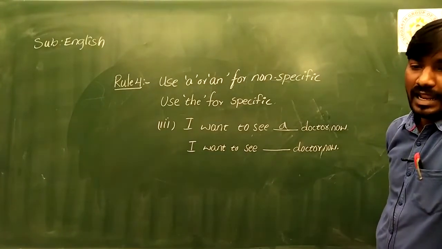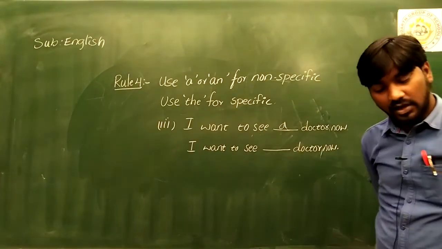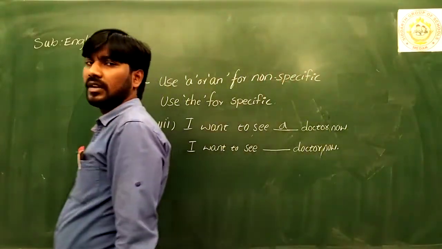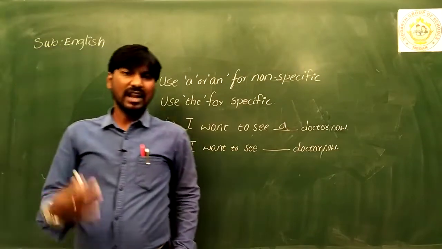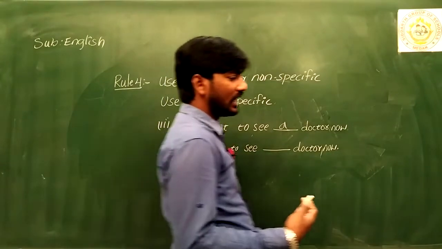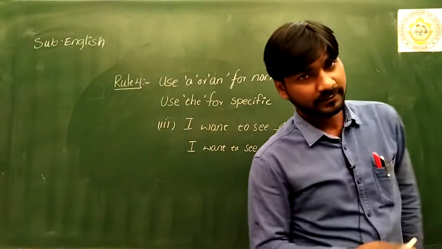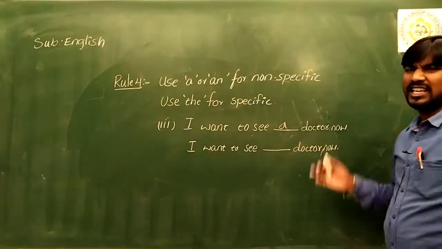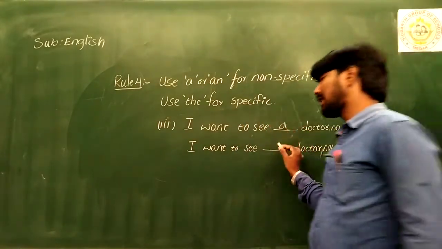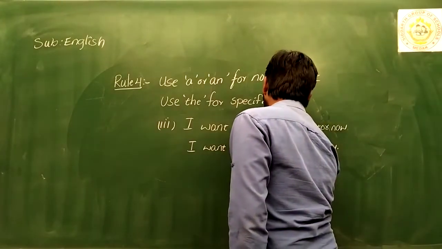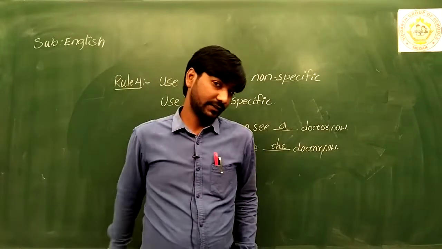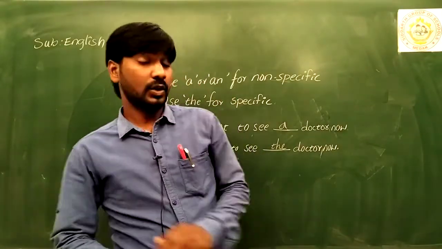For example, if you go to a hospital, we have many doctors for specific parts, for example cardiologist, neurologist, dentist. For every particular body part we have a doctor. So here I just want to see a doctor. I was not mentioning any particular doctor. The second statement, I want to see the doctor, means so and so particular doctor.